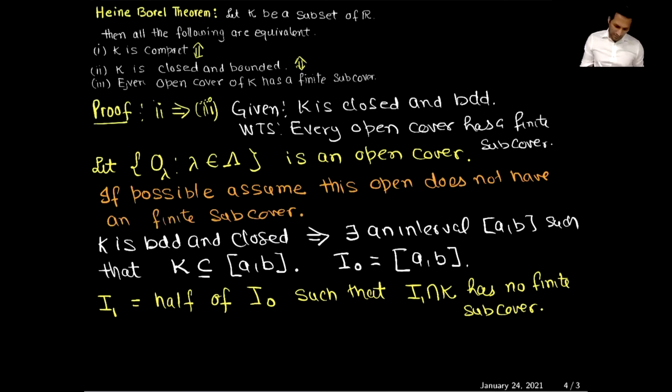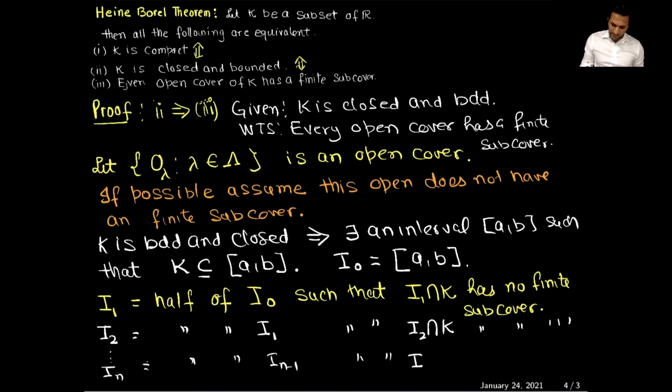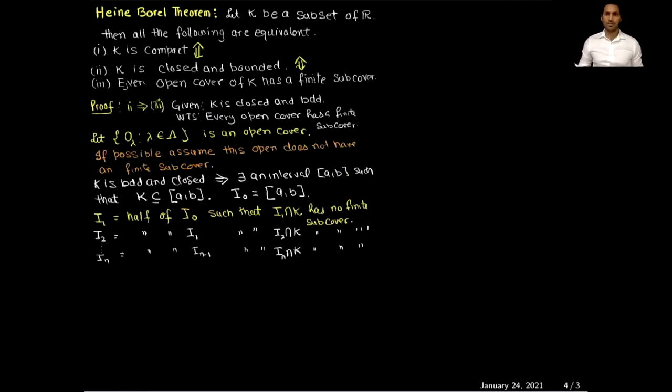So similarly, we can also take I2 now, which will be half of I1, and I2 intersection K will have no finite subcover. And so on. We can keep on going. We can take In, which is half of In minus 1, and In intersection K will not have a finite subcover. Now let me write down the properties of this construction.